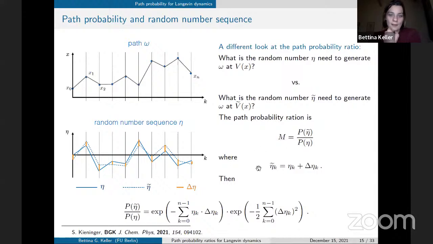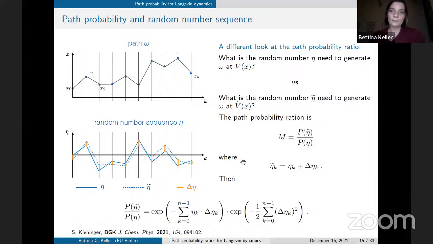Now, the nice thing is that we can formulate the random numbers at the target potential as the original random numbers eta_k plus a little delta, a little shift here. So we can get to the dotted line by taking the solid blue line and adding this little shift to get the target random numbers.